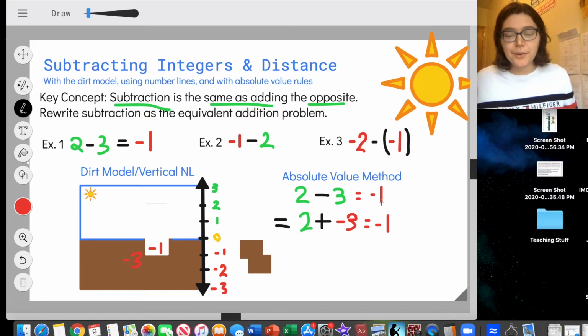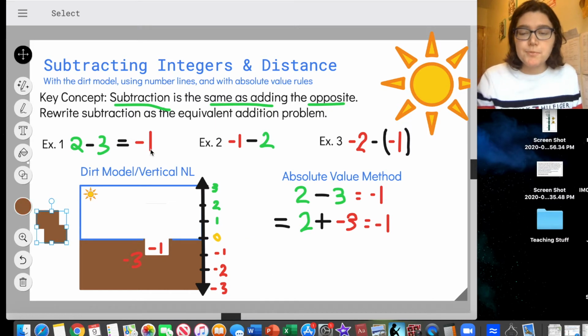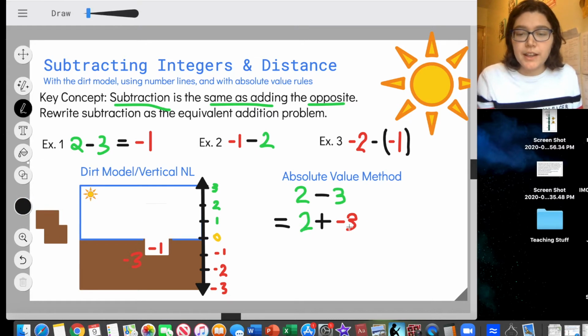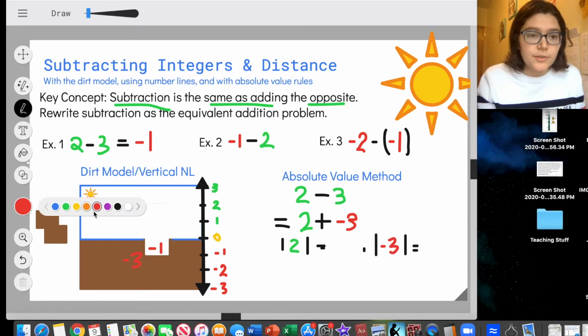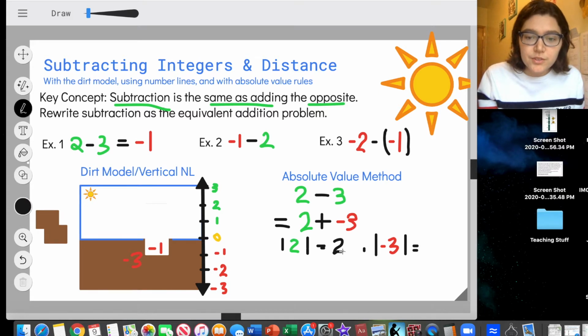If you're taking away positive dirt, that's the same thing as adding a hole that represents negative dirt. Now let's take a second thinking about our absolute value method if we weren't using a number line. What we said yesterday is that when we're adding two numbers, one positive and one negative, find the absolute values of the numbers and then subtract them. What is the absolute value of 2? The absolute value of 2 is 2. And what's the absolute value of negative 3? That's just 3.